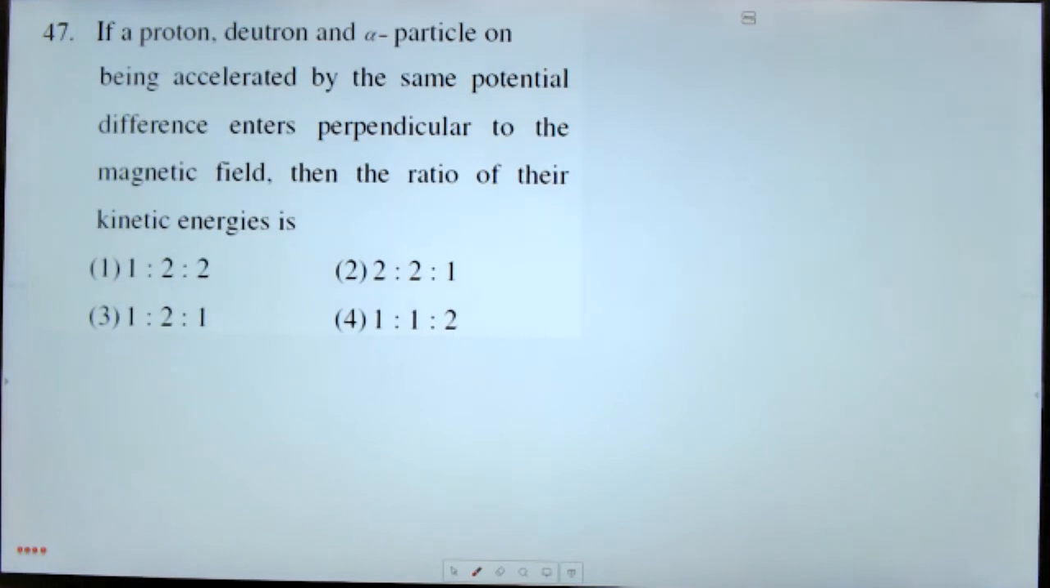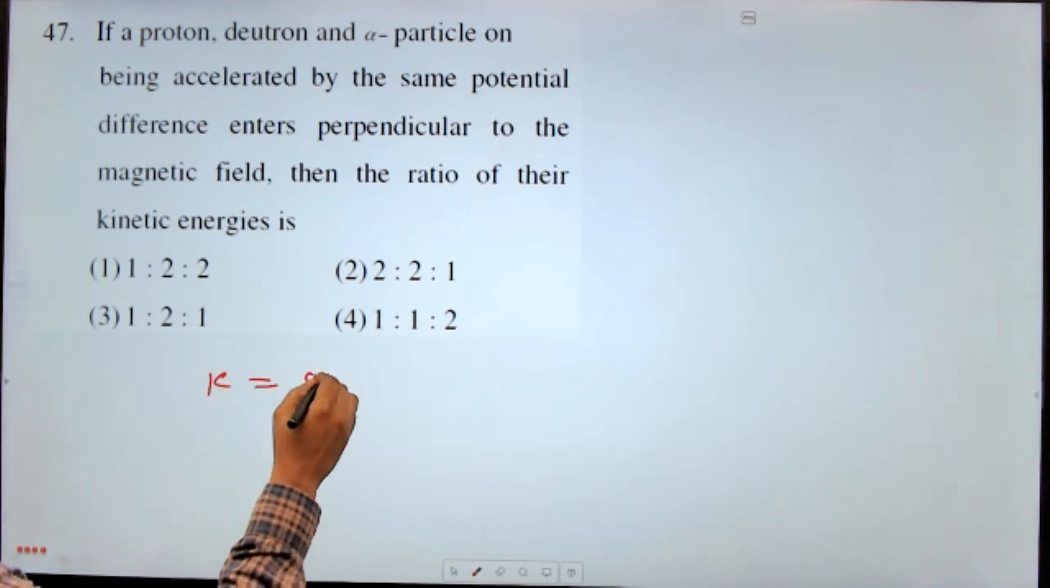Next. So proton, deuteron, alpha particle are being accelerated by same potential difference and enter into the perpendicular magnetic field. Then the ratio of their kinetic energies. Just we have to solve for kinetic energy ratio. What is the relation between kinetic energy and potential difference?